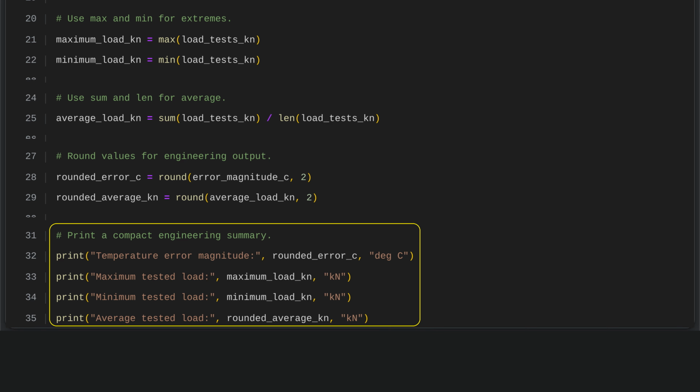The code prints a short summary of the main engineering results. It reports the rounded temperature error in degrees Celsius, then shows the maximum, minimum, and average test loads in kilonewtons with the average rounded for readability. Together, these values give a quick overview of the key measurements and calculations from the script.